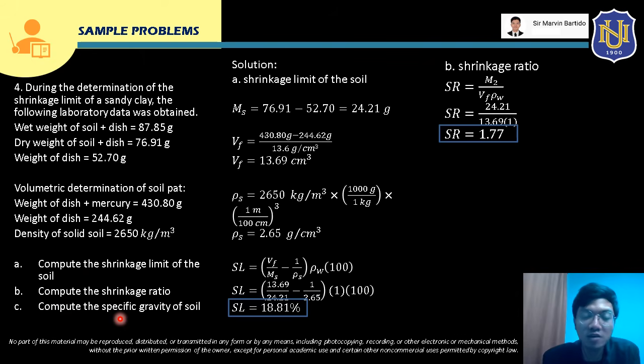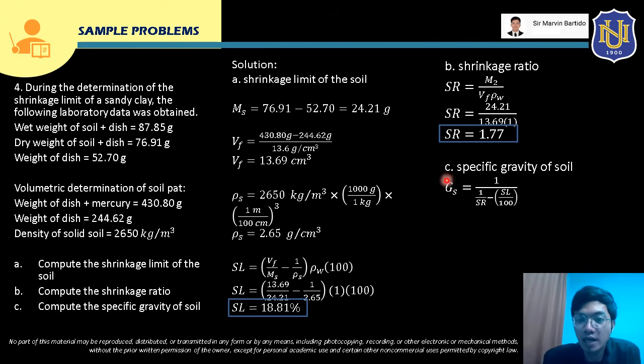Now, for the specific gravity of soil, pwede natin gamitin tong formula natin na involve yung shrinkage ratio tsaka shrinkage limit. Since meron tayong value ng shrinkage ratio tsaka shrinkage limit, pwede natin i-solve directly yung specific gravity. I-substitute lang natin yung mga values. Okay, so yung magiging specific gravity natin dito ay 2.65.